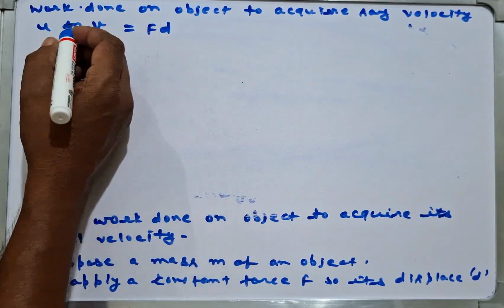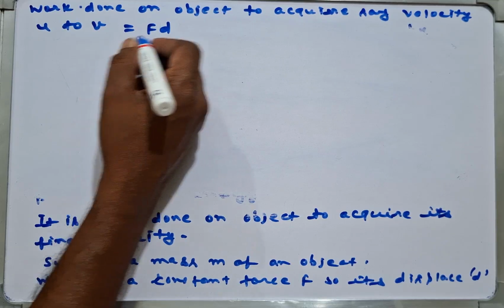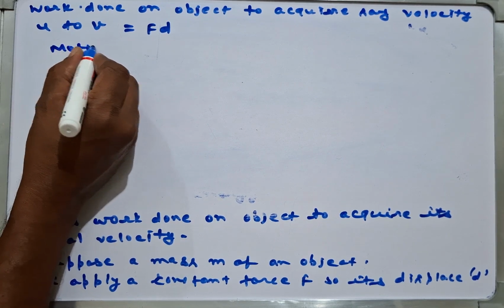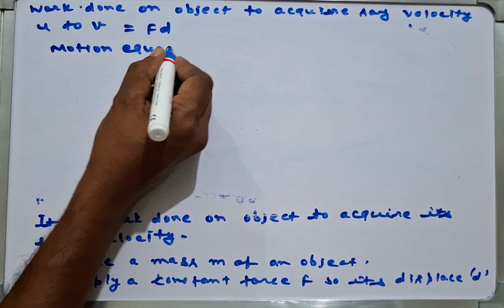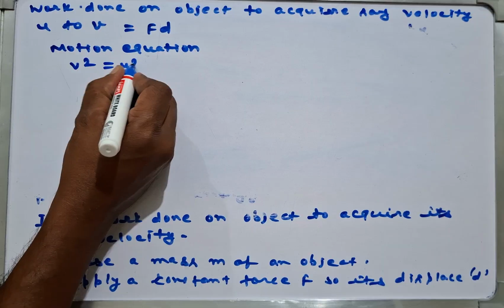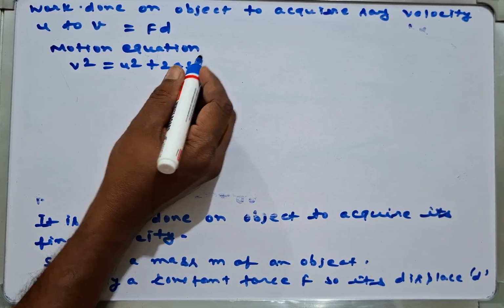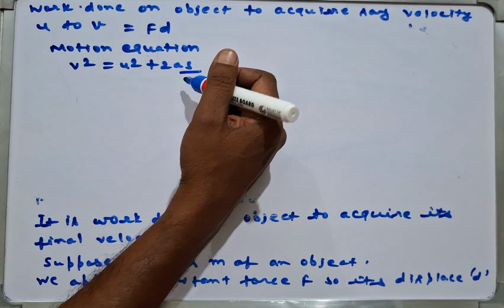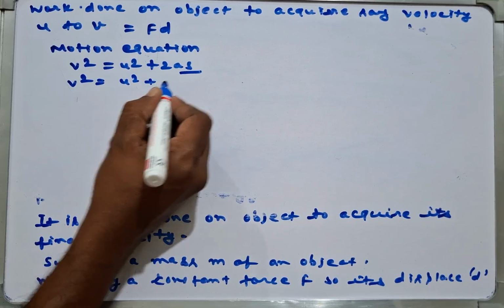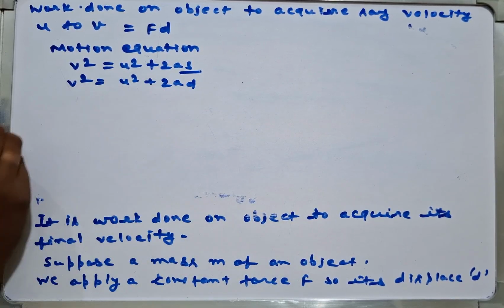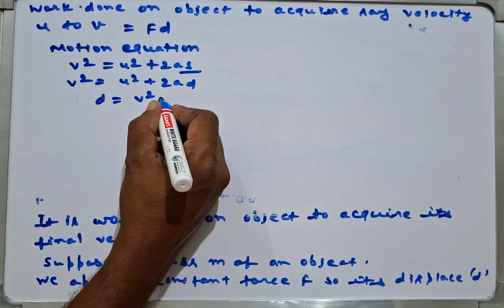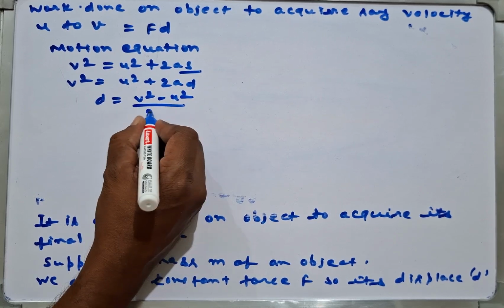Okay, so you can say, sir, we know the motion equation that v square equal to u square plus 2as, where s is displacement, then we can write it as 2ad. Okay, now the displacement equal to v square minus u square by 2a.